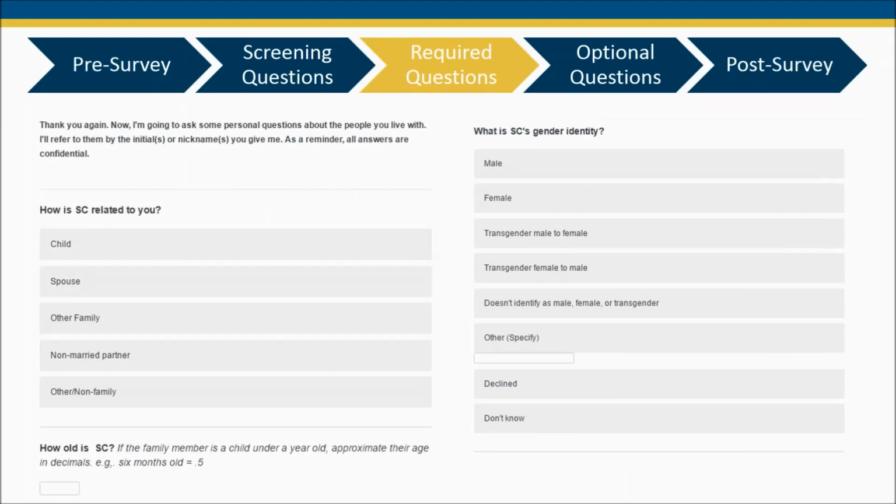In this example, the family member is named SC. So you'll ask the question, how is SC related to you? This question first helps us identify how the family member is related to the respondent. The remaining questions you ask are the same questions you ask the respondent, but this time you want to know demographic information about the members of their family. And as a reminder, you may not see this section, and that is okay.